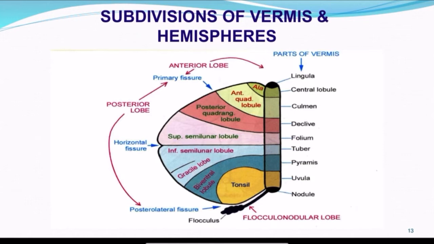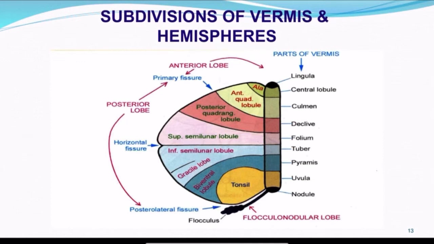Parallelly, you have subdivisions on the cerebellar hemispheres as well. The anterior lobe has subdivisions as ala, anterior quadrangular lobule. The posterior or the middle lobe has subdivisions such as posterior quadrangular lobule, superior semilunar lobule, inferior semilunar lobule, gracile lobule, biventral lobule, and tonsil. What is left separately as black color is a flocculonodular lobe, which is a separate lobe by itself.